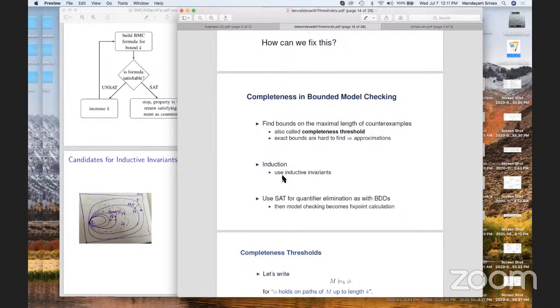Or you can use induction, which actually checks if we have reached some kind of a fixed point. Of course, you can use the standard BDD-based methods that you are working on, by explicitly eliminating existential quantification and then using the same fixed point computation. Instead of using BDDs, you can use SAT. And what we are trying to do is to avoid that. And why is it that we're trying to avoid that?